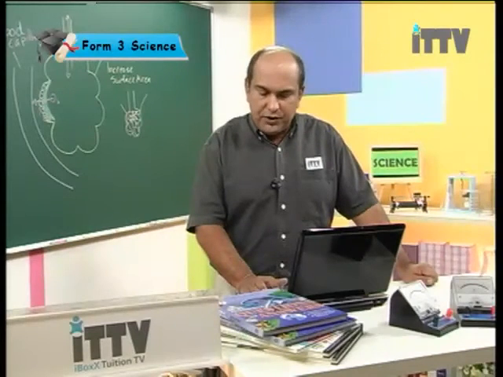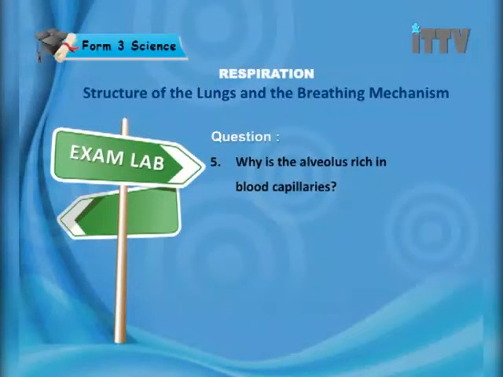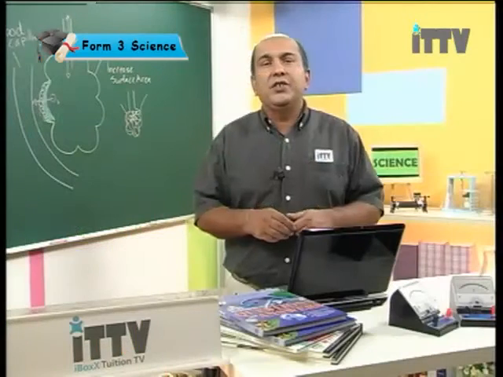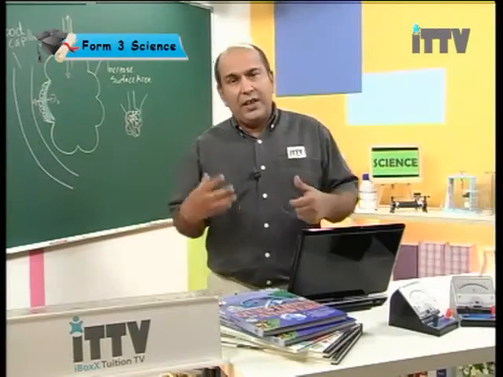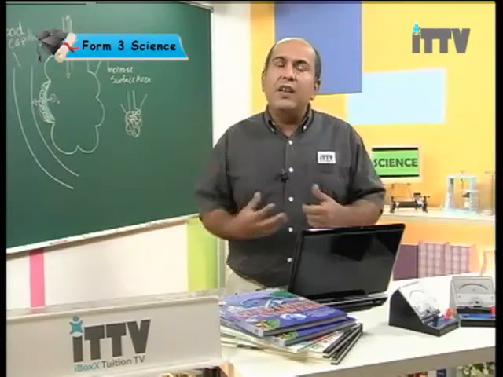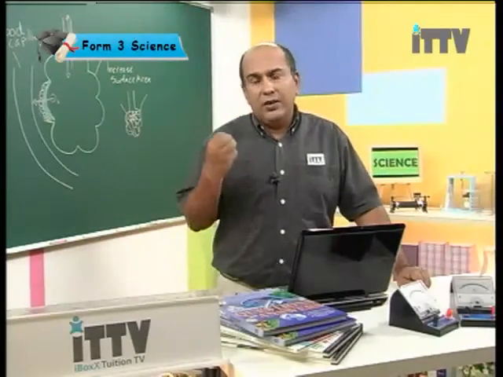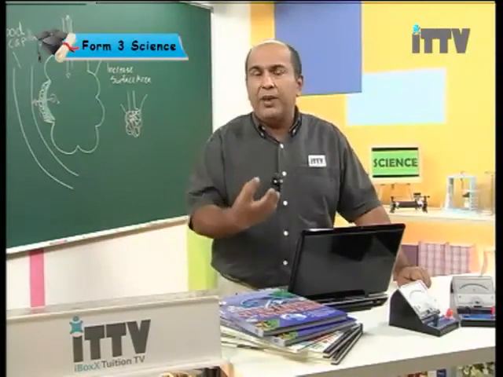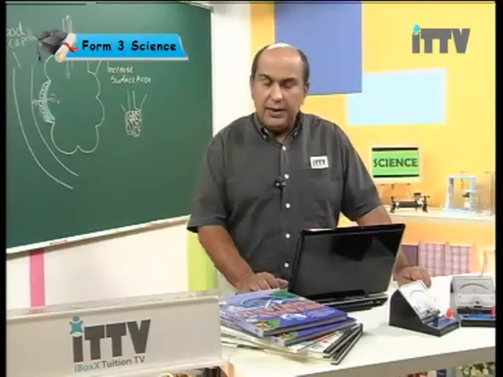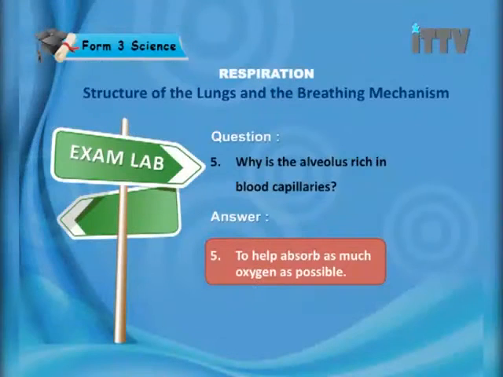Let's try another question. Why is the alveolus rich in blood capillaries? Now, once we get the oxygen into the blood, we want to take it away. But remember, we need large amounts of oxygen. So this is the relationship between the capillaries and the oxygen. Let's check the answer. To help absorb as much oxygen as possible.